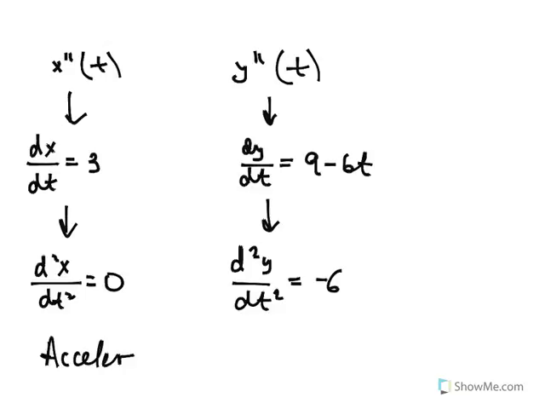So the acceleration vector is, now x double prime was 0 and y double prime gives us negative 6. So that's it, you're done.